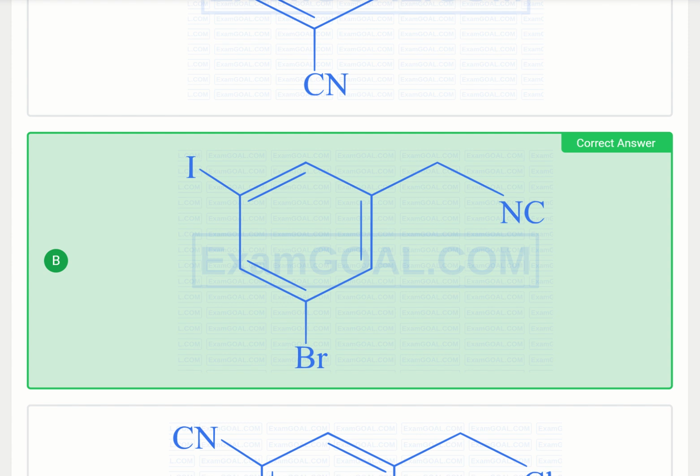Benzyl carbocation is more stable. Benzene is sp2 hybridized. More electronegativity with a positive charge means very instability. That is the reason why this type of reaction has happened here.